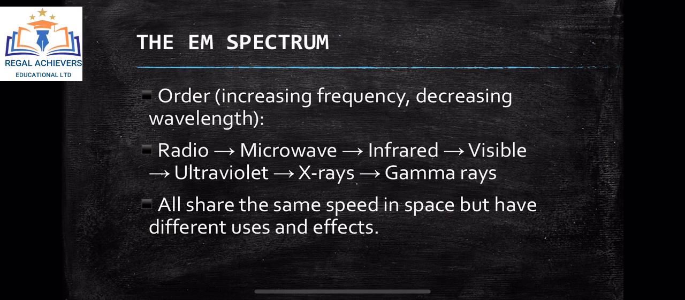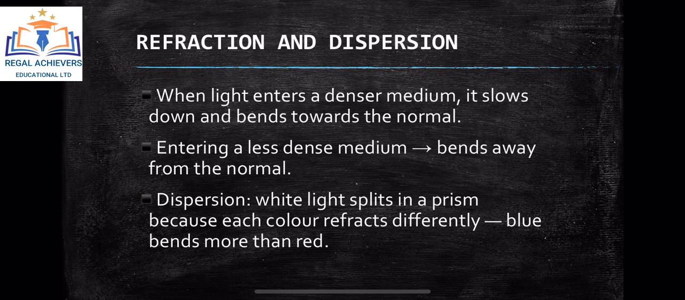The electromagnetic spectrum. There is an order of increasing frequency and decreasing wavelength in the EM spectrum. So it ranges from radio waves to microwaves to infrared rays to visible light, ultraviolet, X-rays, and gamma rays. And all share the same speed in space, but they have different uses and effects. Refraction and dispersion.